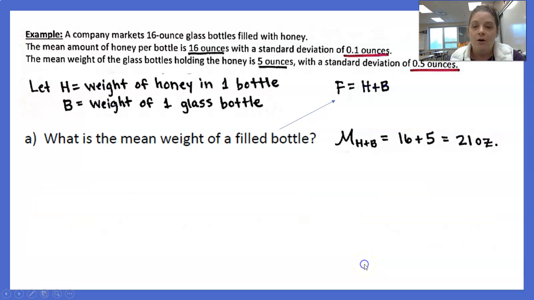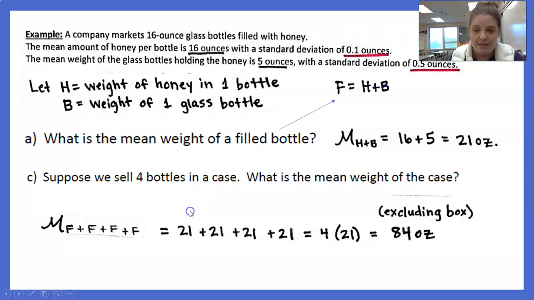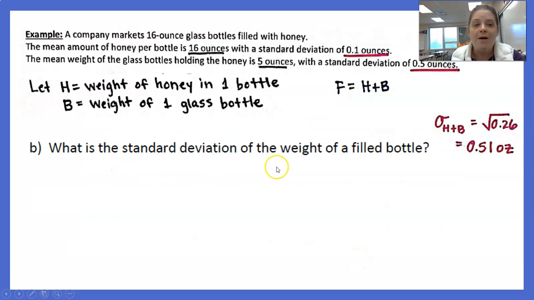All right. So what if I said, suppose we sell 4 bottles in a case. What is the mean weight of the case? So we're talking about a filled bottle plus a filled bottle plus a filled bottle plus a filled bottle. I'm going to take 4 filled bottles and put them in the case. Now to do this, that would be the mean of F plus F plus F plus F, and means behave. So I could do 21 plus 21 plus 21 plus 21. In other words, 4 times 21. And excluding the box, of course, because we don't know how much the box weighs here, would be 84 ounces for those.